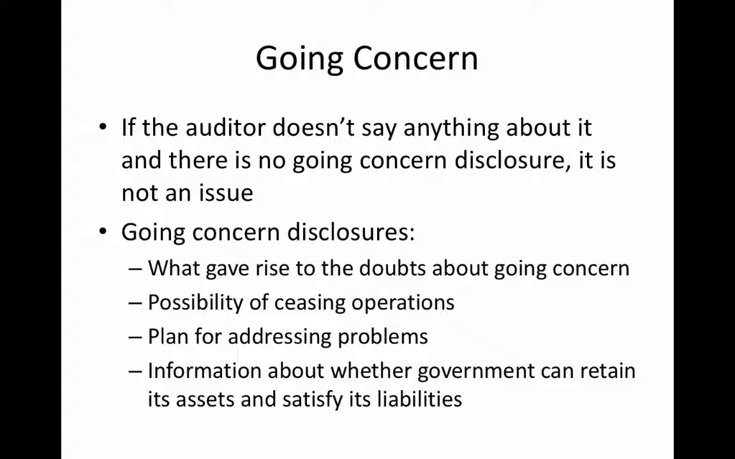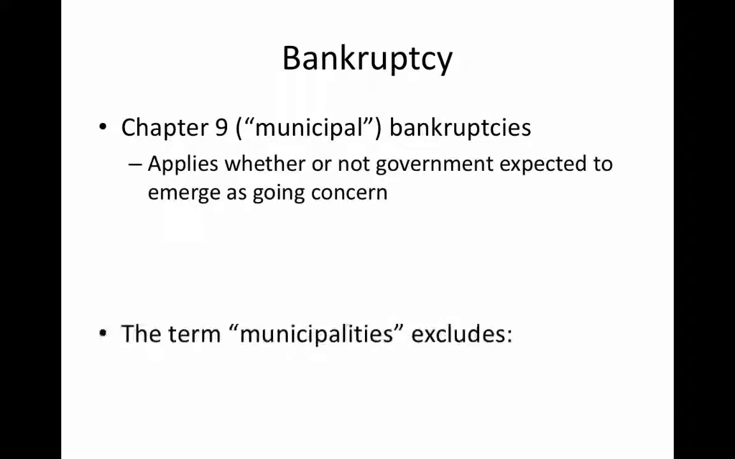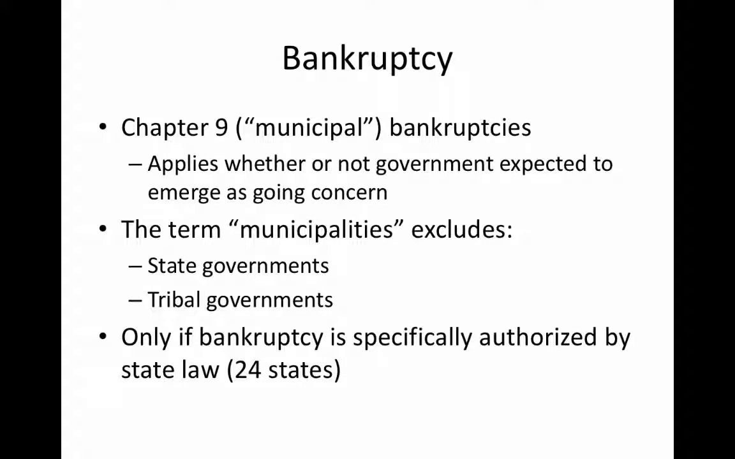If there's a possibility that the government is going to shut down and cease to operate and go away, some description of that, what their plan is for addressing the problems that led them to conclude that they had a going concern issue, and some description of the ability of the government to hold on to its assets and to satisfy its liabilities when they come due. In some very severe cases, some governments who have going concerns may be filing for bankruptcy.